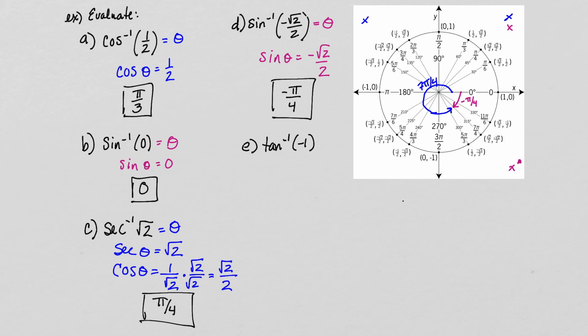Okay, so back to my tangent problem here. The inverse tangent of negative 1, so this is going to be equal to theta. So we're saying that the tangent of theta has to be equal to negative 1. So when is the tangent equal to negative 1? And remember, the inverse tangent is defined in quadrant 1 and in quadrant 4. So we're looking in one of these two places.